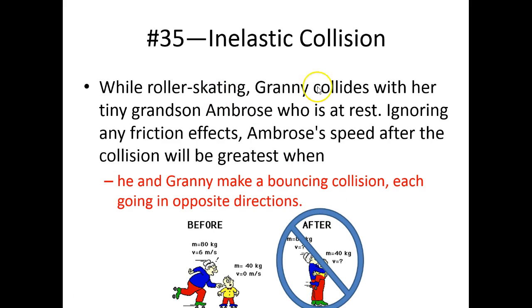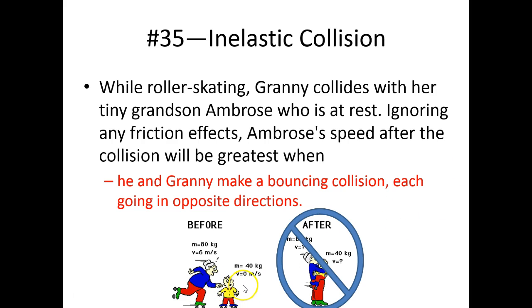In an inelastic collision while roller skating, Granny collides with her tiny grandson Ambrose, who's at rest. If you ignore any friction effects, Ambrose's speed after the collision will be greatest when he and Granny make a bouncing collision. So if I want Ambrose to be going very fast, we want them to collide and have him bounce.